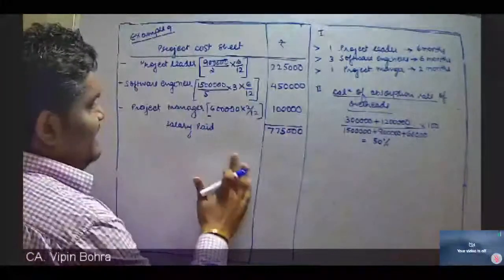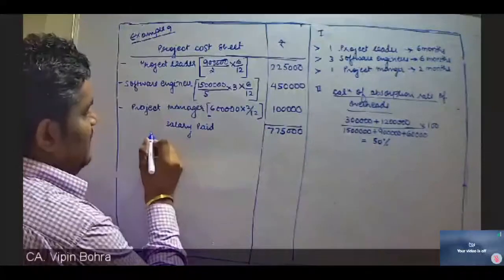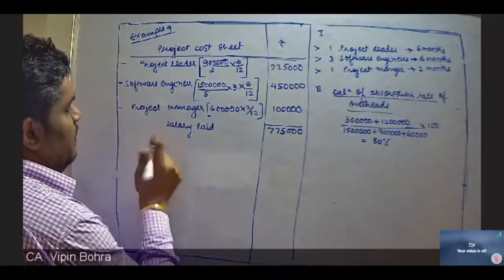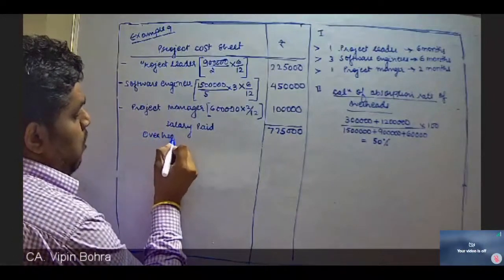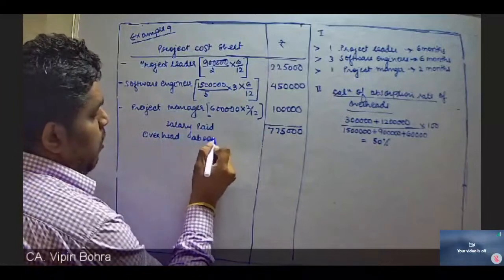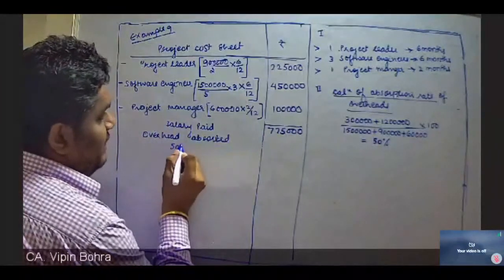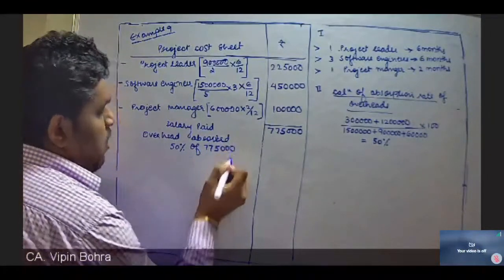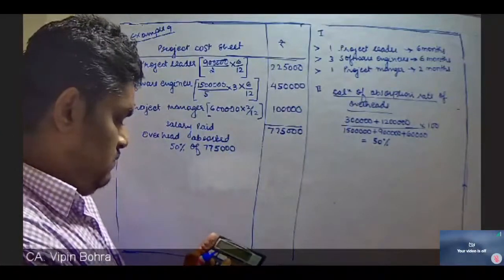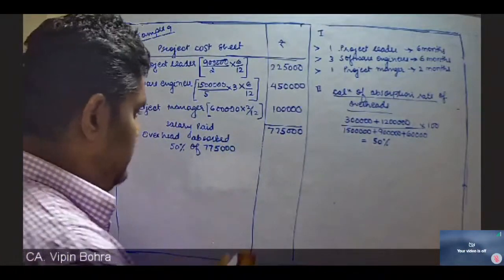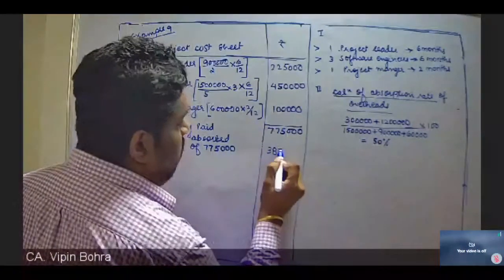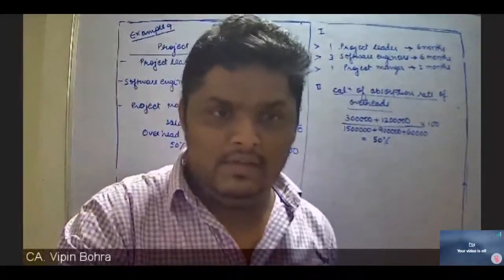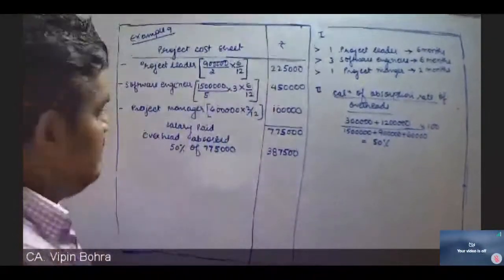So salaries paid is 7,75,000. Overheads absorbed: 50% of 7,75,000 is 387,500. Now the travel expenses incurred are 1,87,500.